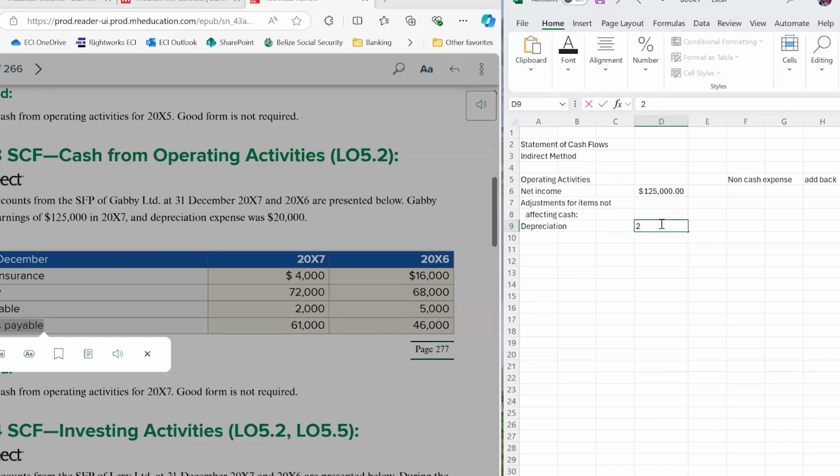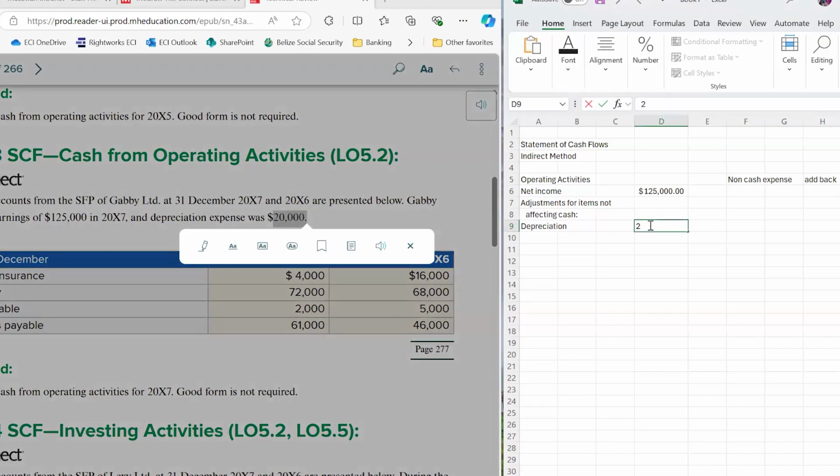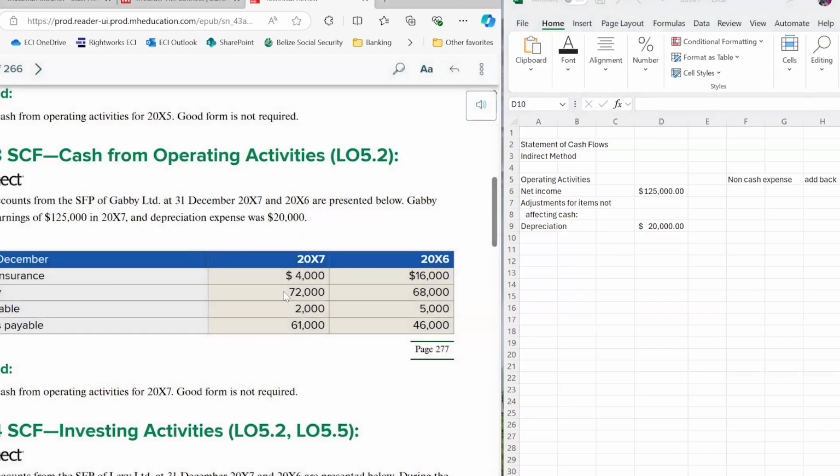How much was it? Sorry, it was in the question here. Depreciation expense was $20,000. So I'm going to add 20,000 to that one. And in this question, there's no other things that are non-cash. What other things might you have? Well, some of the other problems you're going to do also are non-cash. And an example of that would be a gain on sale. I'm just going to use that as an example.